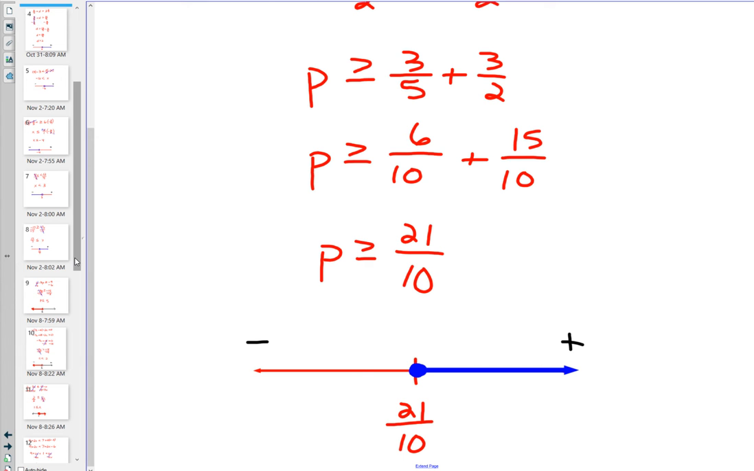This is a graphical representation of all of the numbers that would make that original inequality true. If I pick any number that falls in the blue region, any number that's greater than or equal to 21 over 10, I can plug it into the original inequality and end up with a true statement.